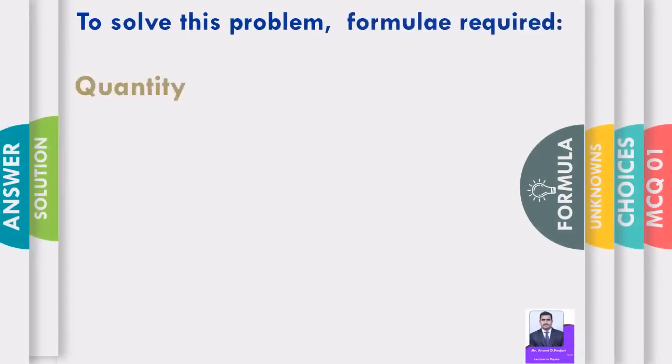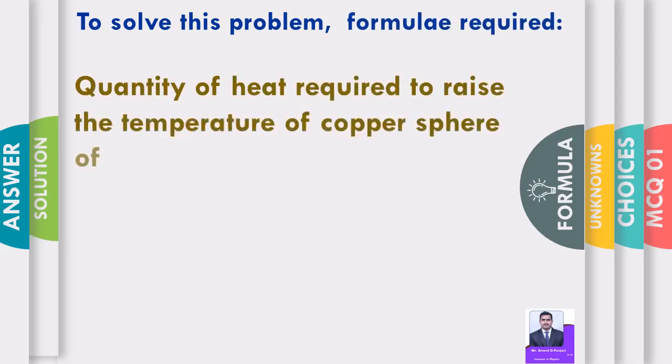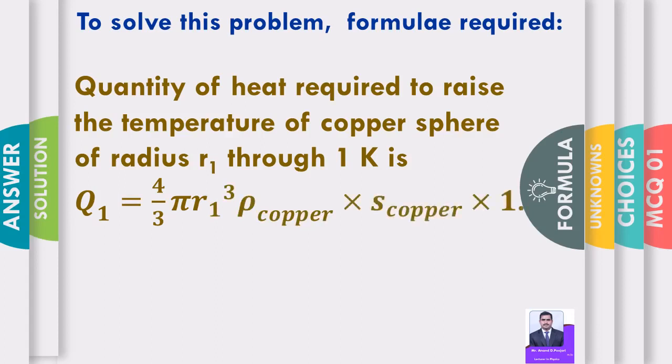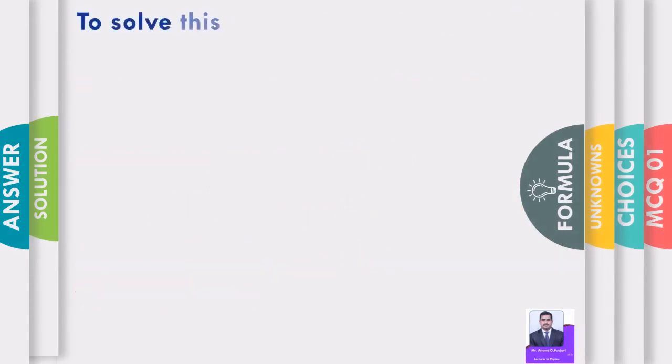To solve this problem, the formula required: the quantity of heat required to raise the temperature of a copper sphere of radius R1 through 1 Kelvin is Q1 is equal to 4 by 3 pi R1 cube rho copper into S copper into 1. That is Q1 is equal to 4 by 3 pi R1 cube rho copper into S copper, since delta T is equal to 1 Kelvin.